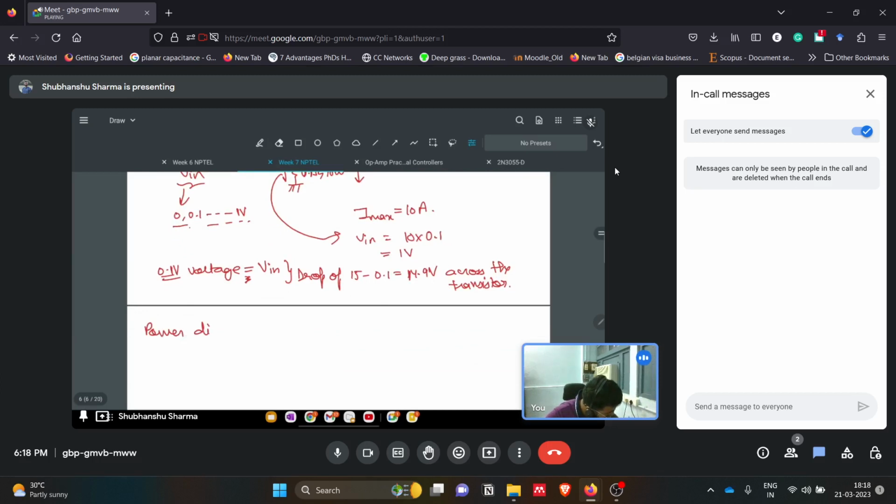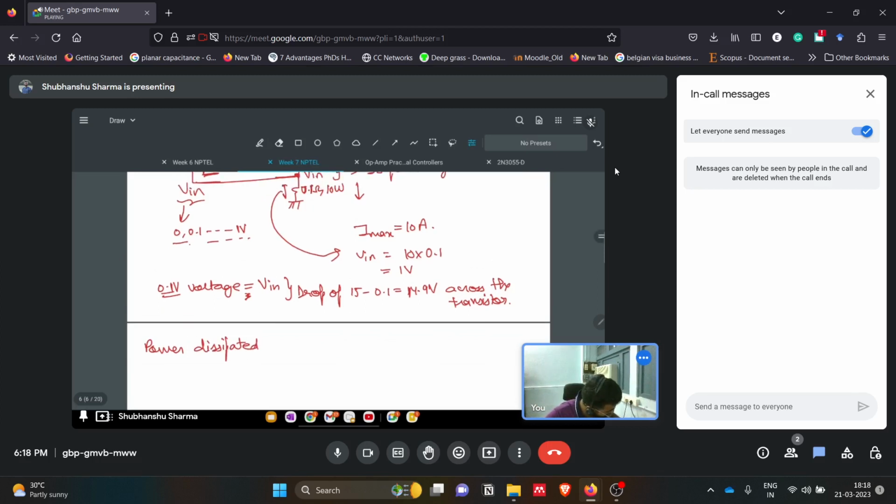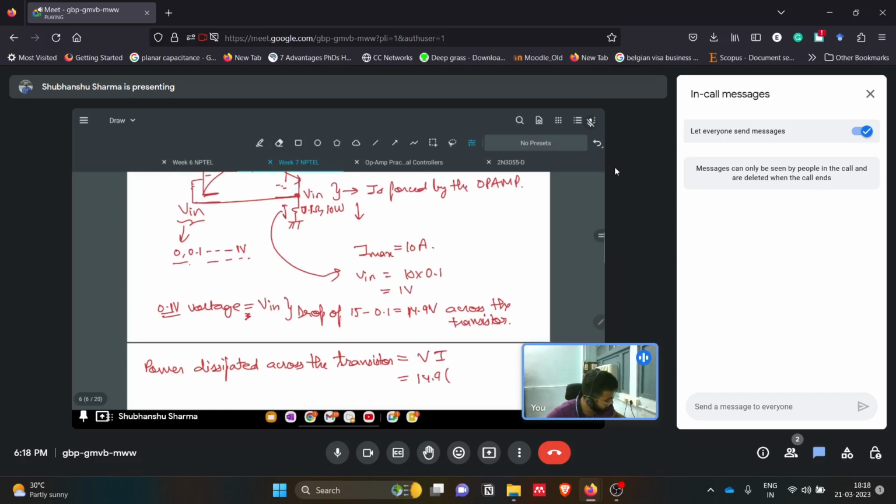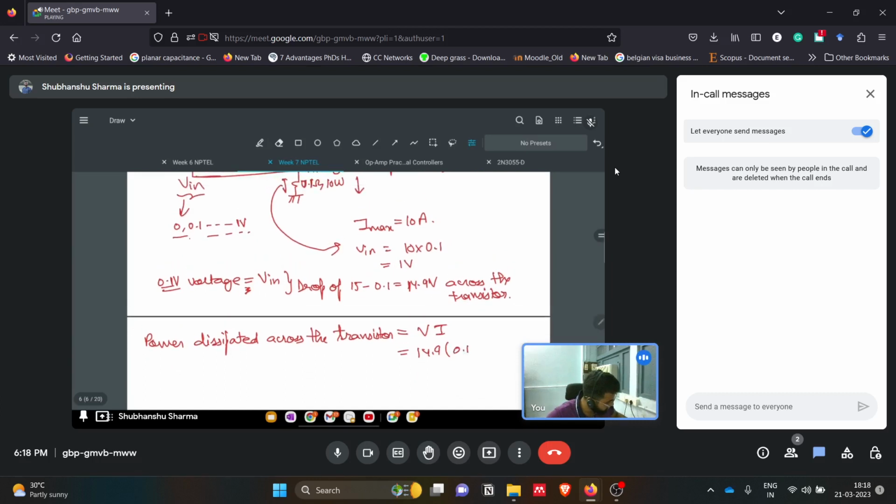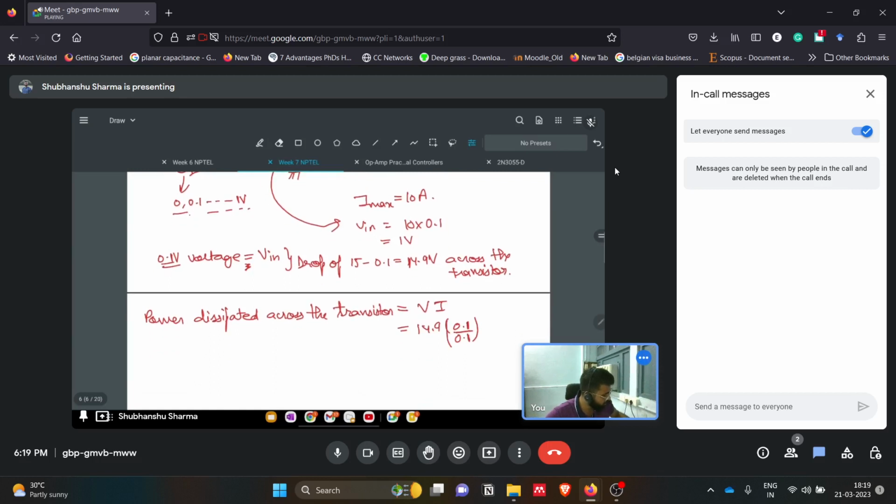The power dissipated across the transistor will be equal to V times I, which is 14.9 into the current when 0.1 volt is given. The current will be 0.1 divided by the 0.1 ohm resistor, since there is 0.1 volt across the 0.1 ohm resistor. So it will be 14.9 watts.